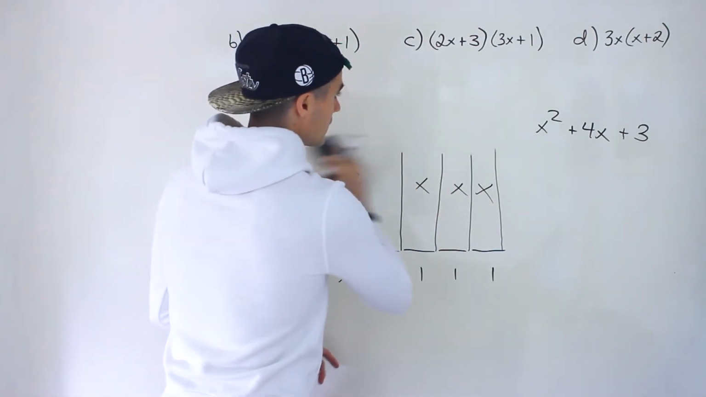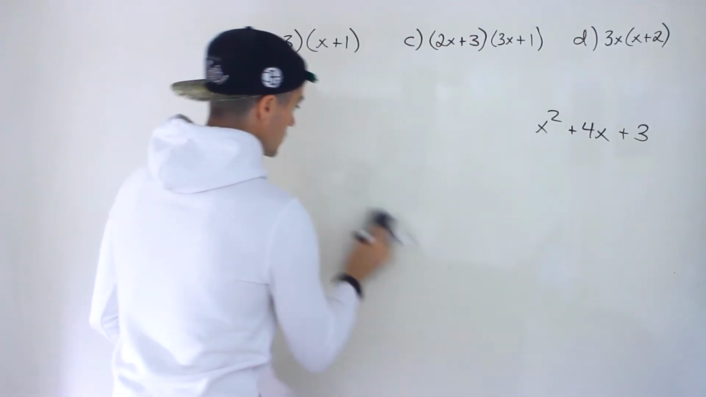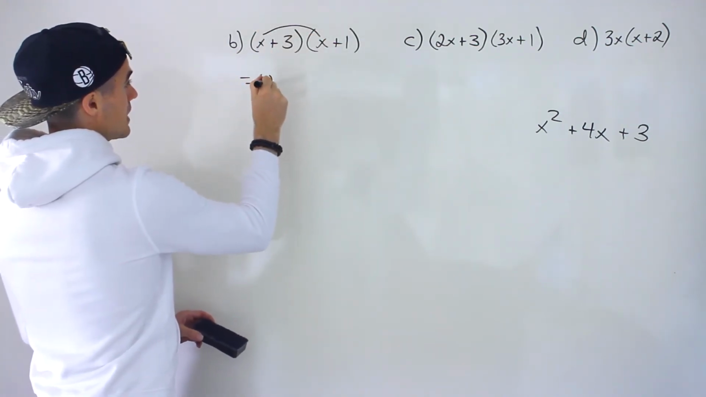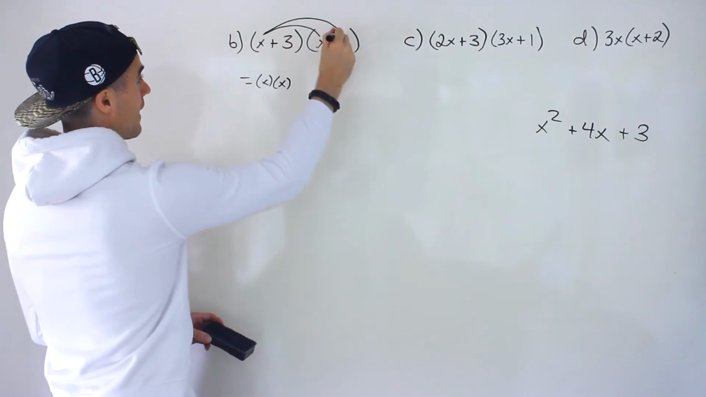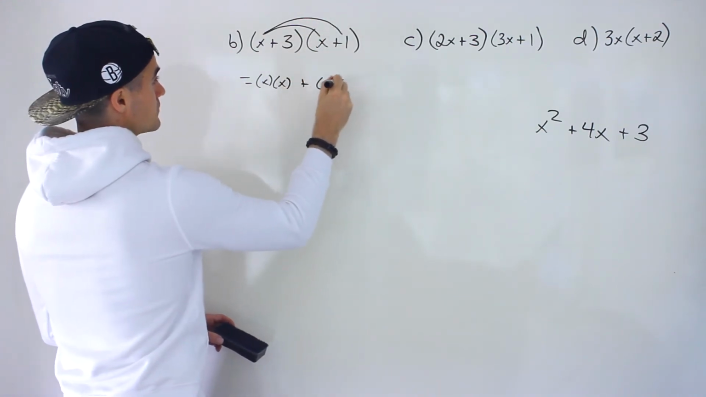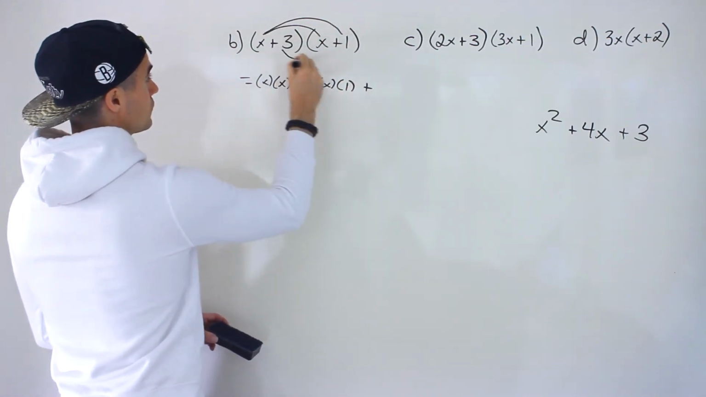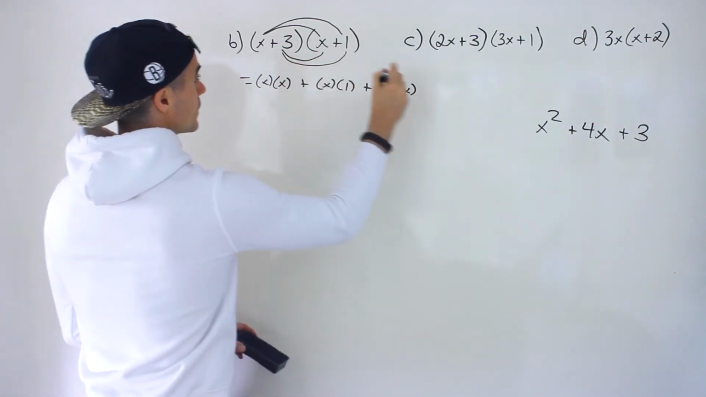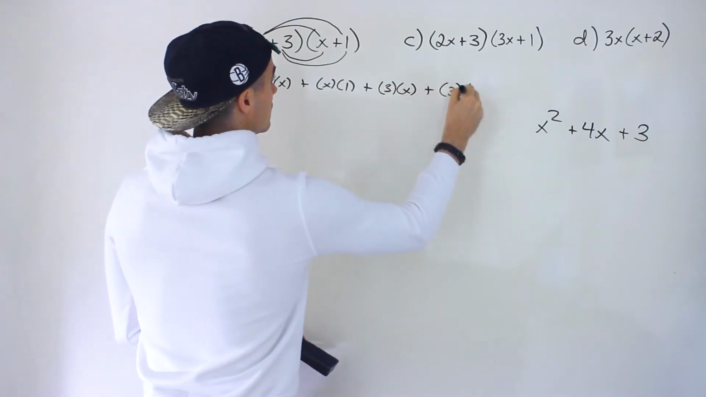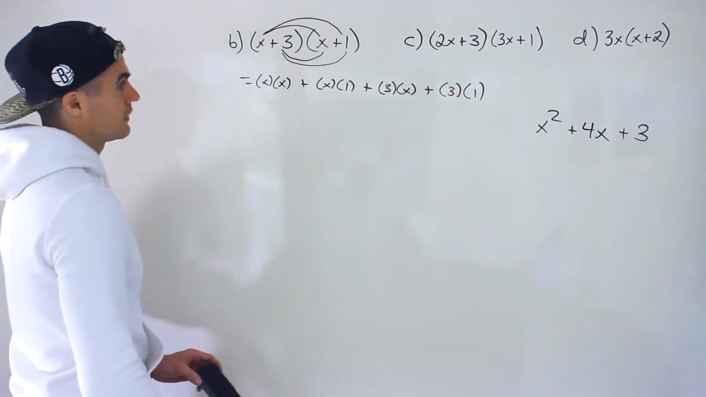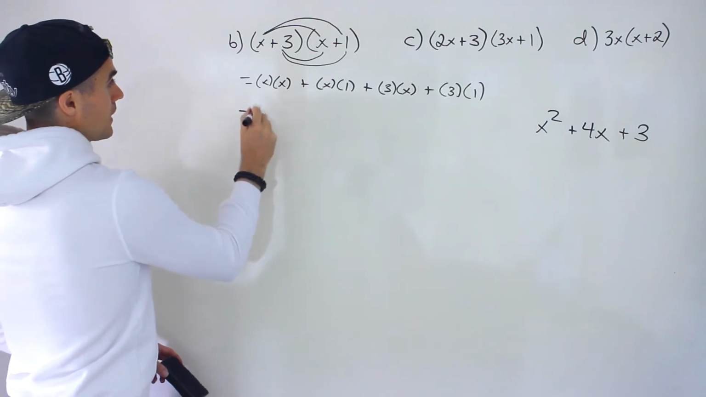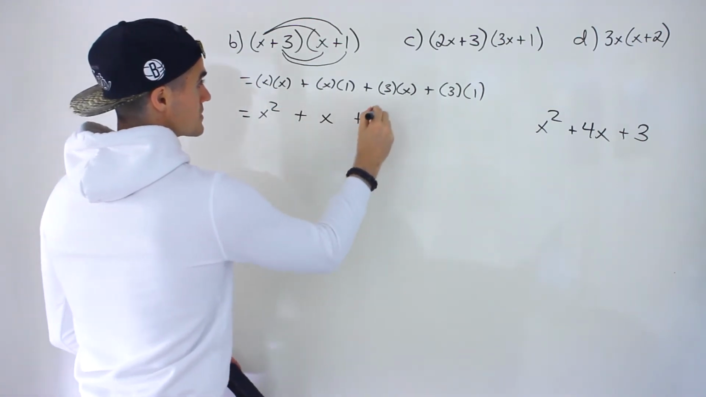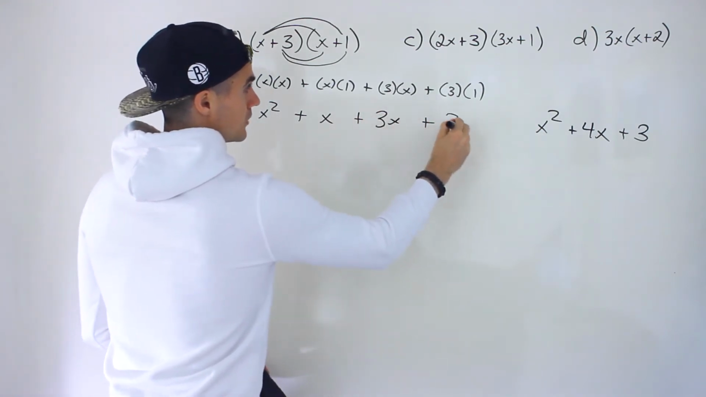So now let's see what we get when we use the distributive property. So let's start off with x times x. Then we'll do x times 1, plus we'll do 3 times x, and then we'll do 3 times 1, like that. And what do we get? x squared plus x plus 3x plus 3.